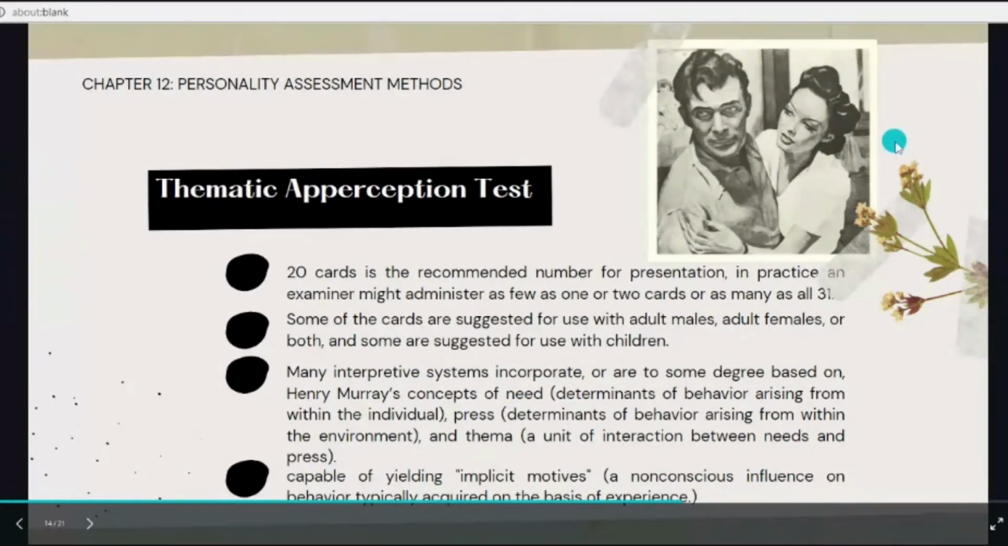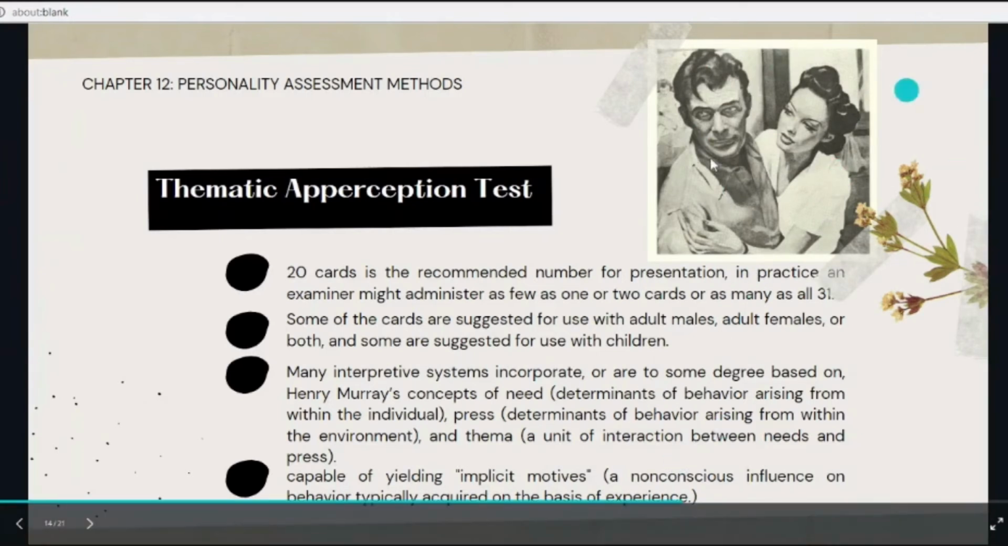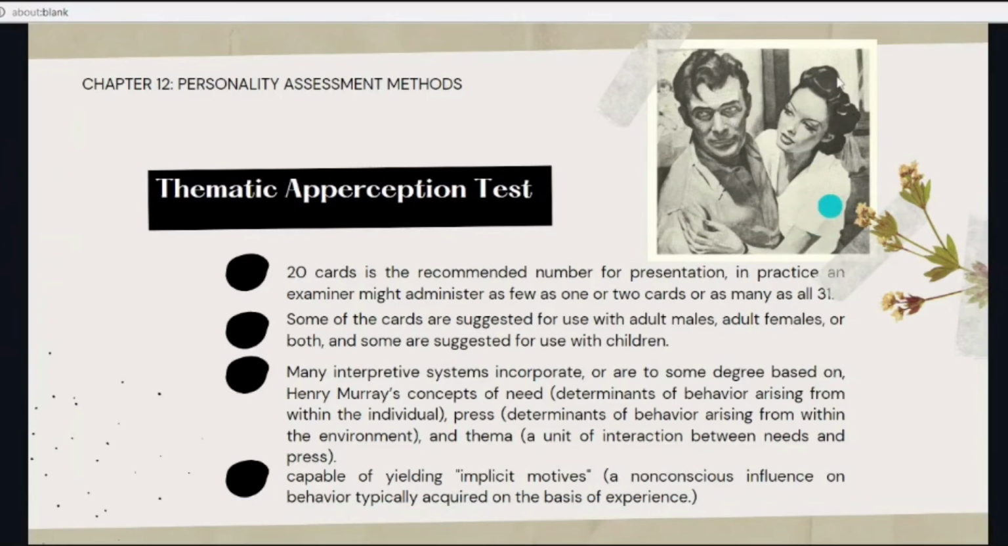So the TAT is also capable of yielding implicit motives. So implicit motive meaning a non-conscious influence on behavior typically acquired on the basis of experience. So let's say for example, kaning lalaki dati kay tig-adto dyan na siya sa bar. Tig-adto dyan na siya sa bar, sa let's say mga rated 18 na bar. Tapos karon dili na siya tig-adto, na siya ay na siya asawa. And then the examiner would ask him, "Okay, tagai kog story na nag-lead ani na scene."